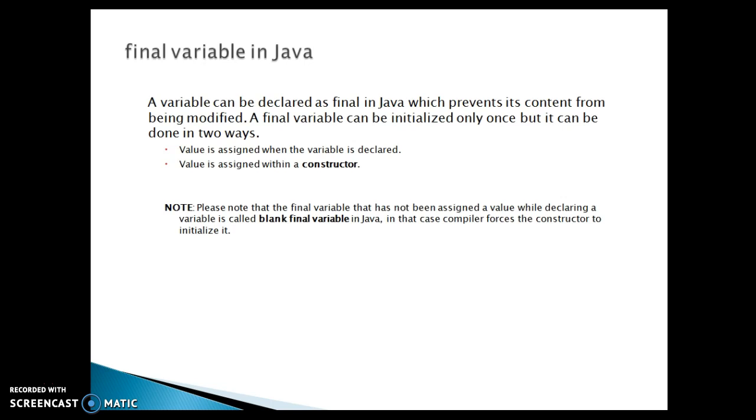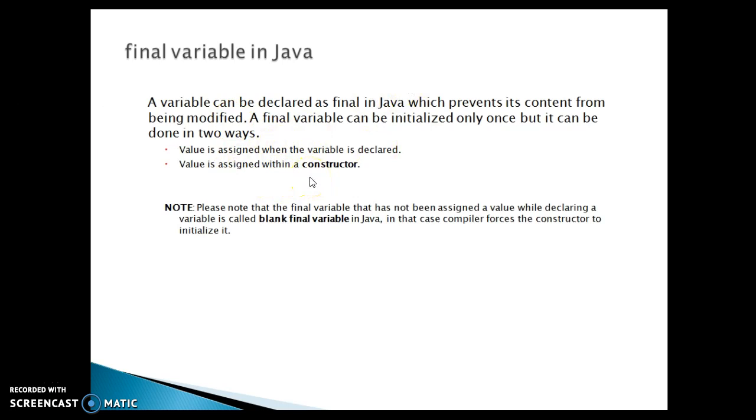Now when we talk about the final variable in Java, a variable can be declared as final in Java which prevents its content from being modified. That we have already talked about. A final variable can be initialized only once, but it can be done in two ways. First, value is assigned when the variable is declared itself, as usually you declare a constant as final. Second, value is assigned within a constructor.